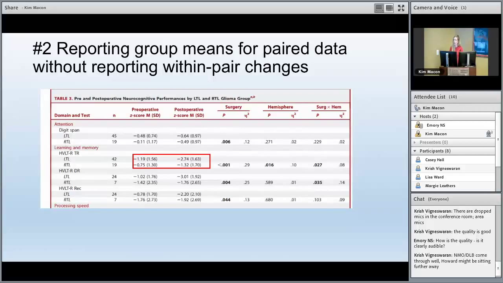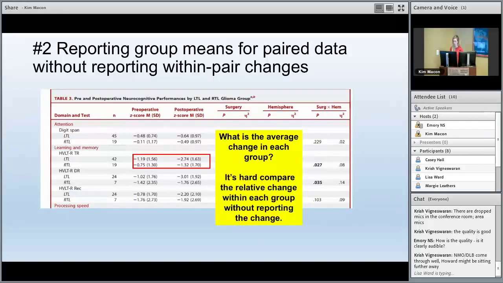I mean, I can see there was a big drop in this group, maybe about 1.5 Z-scores. Here, there was maybe about a 0.5 change, but it's really hard to wrap your head around, okay, what's the actual difference? What should they have done? They should have presented the average change in each group so that you can directly compare. Here was my expected memory performance decrease. Here was my expected memory performance decrease in the other group. So it's really hard to compare the relative change within each group without reporting that change. And so I think it's really important that we actually report those things out.